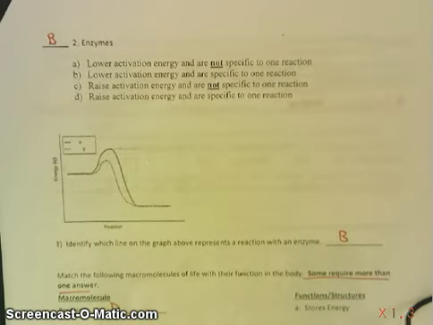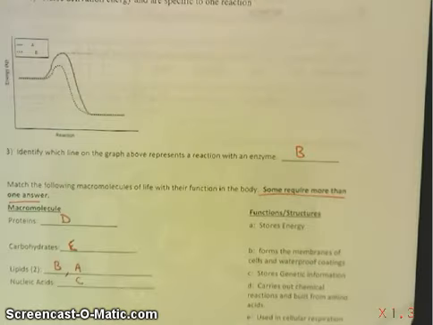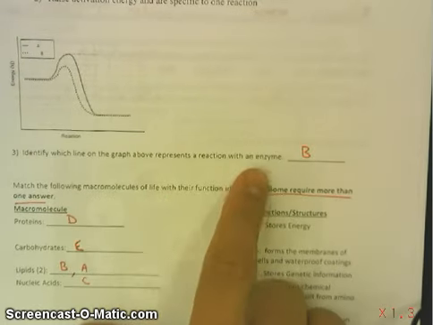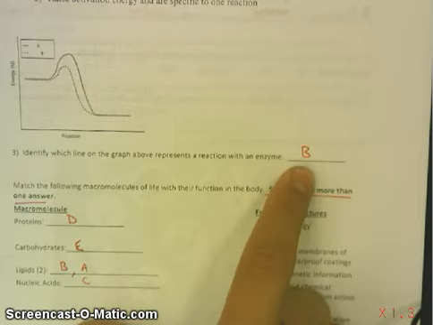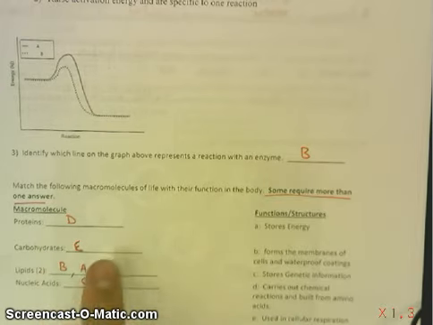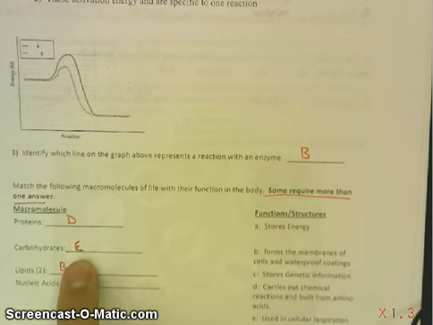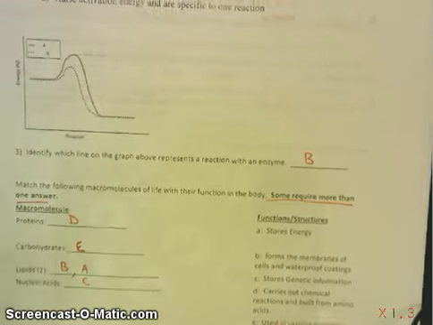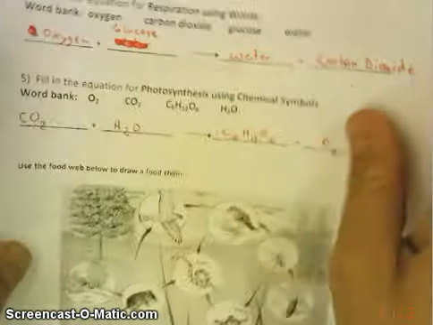Enzymes, B, lower activation energy, and are specific to one reaction. Identify the line on the graph above that represents the reaction with an enzyme. That's line B. In this example here, the best answers for proteins, that they are D. Carbohydrates are E, although you can put A for carbohydrates as long as you use A again in just a second. Lipids are B and A. You could maybe have included E there. Nucleic acids are C. Next page.